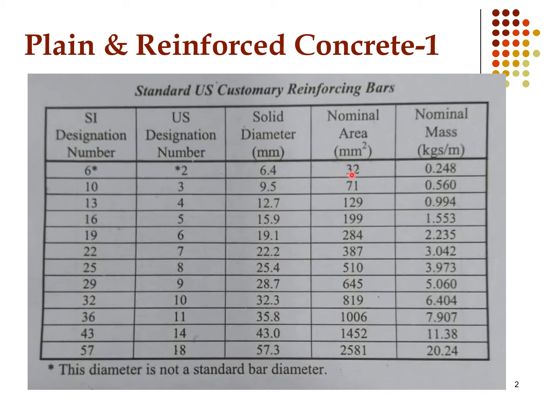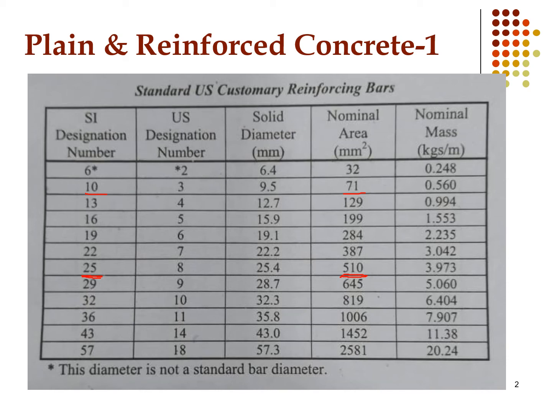Corresponding to the diameter of the bars, we have the nominal area. For example, the nominal area of number 6 bar is 32. The nominal area of number 10 bar is basically 71 millimeter square. Similarly, for number 25 bar, meaning the diameter of that bar is around 25 millimeter, the nominal area is 510 millimeter square. So this table we will use in order to decide the nominal area of various bars.